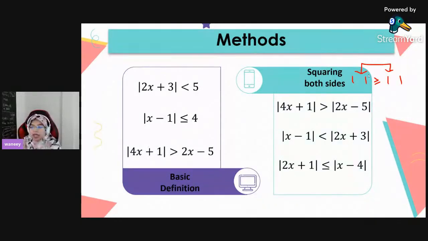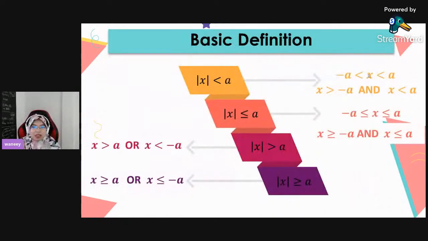Okay, so now let us see what are the basic definition. So for this basic definition, you might need to memorize a little bit. So yang ini kena ingat lah. Right, so you can have four types of inequalities. You can either have absolute value of x less than a or absolute value of x less than or equal to a. Absolute value of x greater than a or absolute value of x greater than or equal to a.